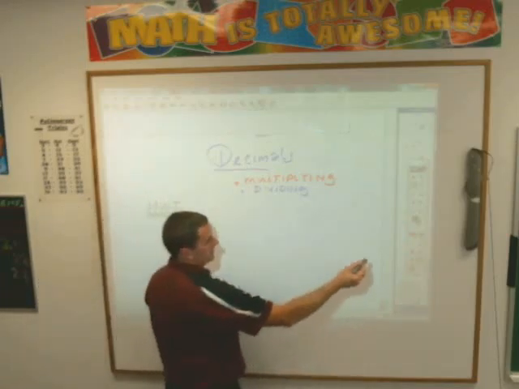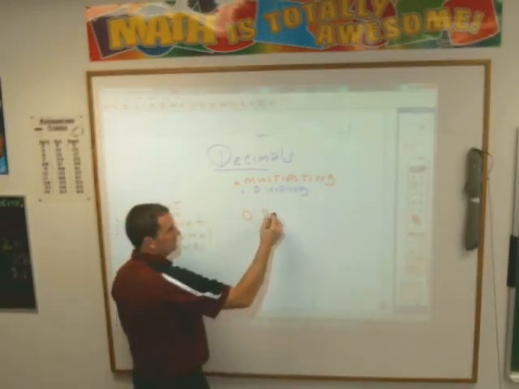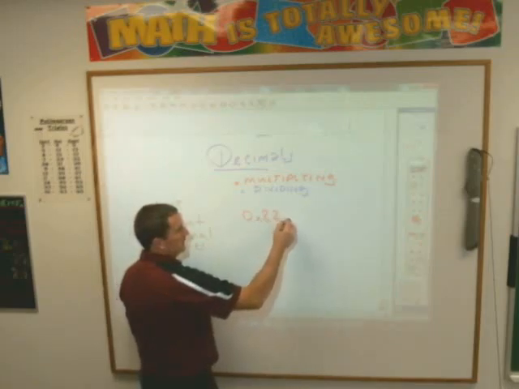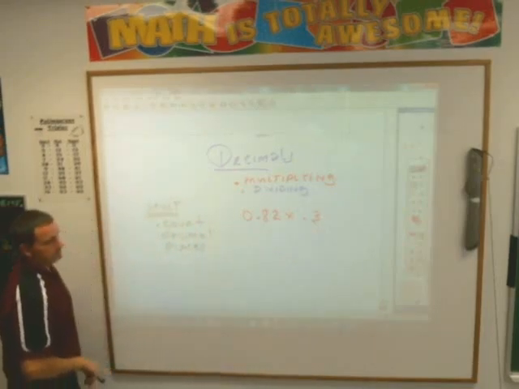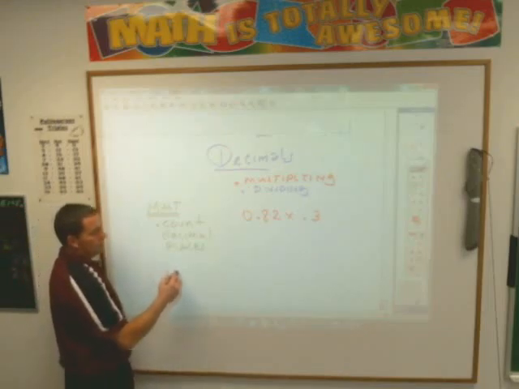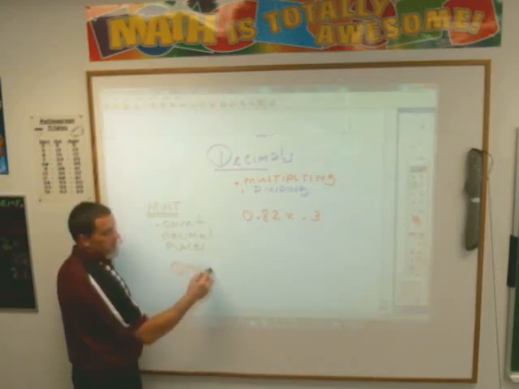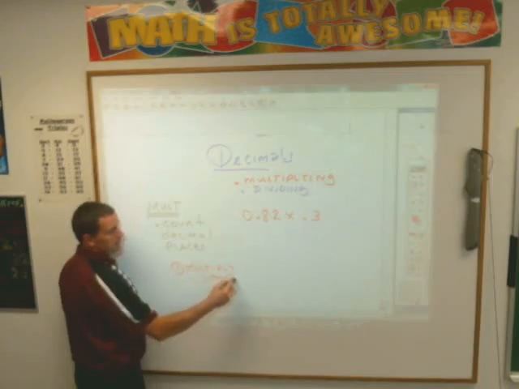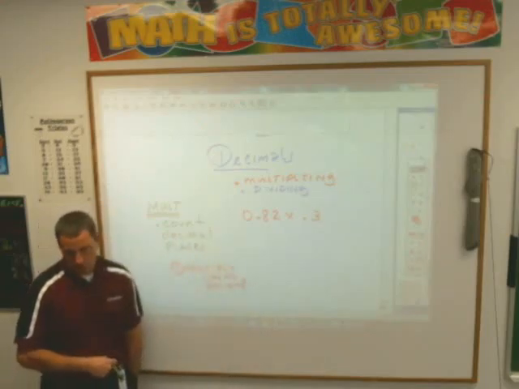Okay, in other words, let's say you've got 0.82 times 0.3. Step number one is you multiply like there is no decimal. Multiply like no decimal. In other words, I'm going to multiply that like it's 82 times 3.